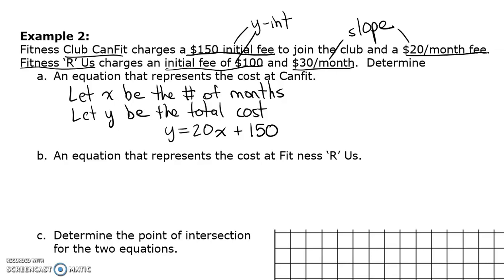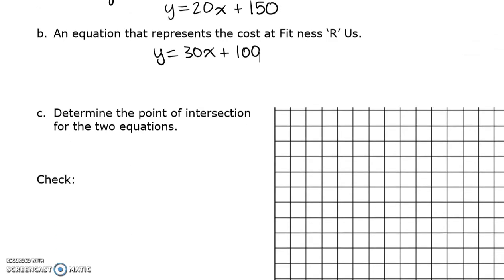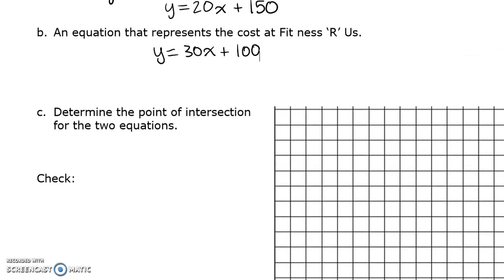The same variables would be defined for the other fitness club, Fitness R Us, and that would have the cost equal to $30 times the number of months, plus $100. So those are our two equations that we have to graph. So it says determine the point of intersection for the two equations. So what you want to do right now, I want you again to pause the video. I want you to graph this, and in this case we don't need 4 quadrants because we're talking about positive money. And try to think up a scale that would be useful for these.